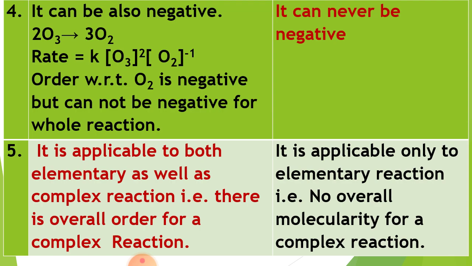Fourth point of difference, order may be negative, but molecularity is never negative. One example is given to explain here. 2O3 gives 3O2. This reaction also takes place in the stratosphere of the atmosphere. Rate equals k times O3 to the power 2, but for O2 it depends upon the power -1. The order with respect to O2 is negative, but the overall order cannot be negative for the whole reaction. So order can be negative, but molecularity is never negative.